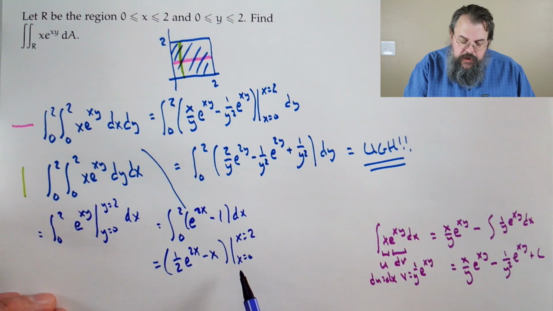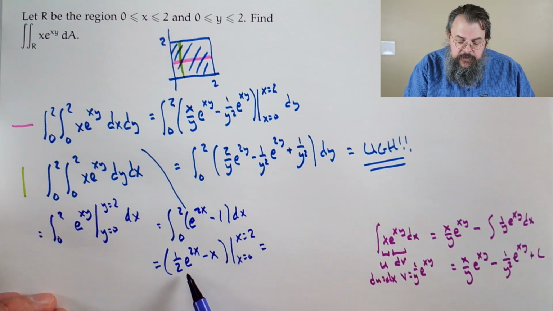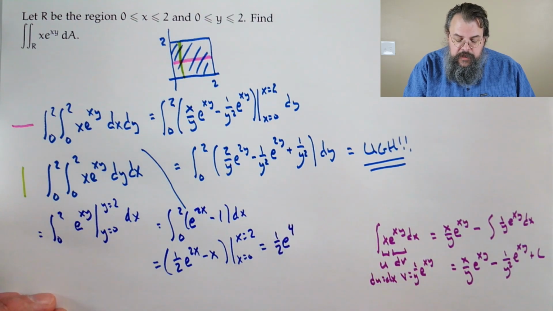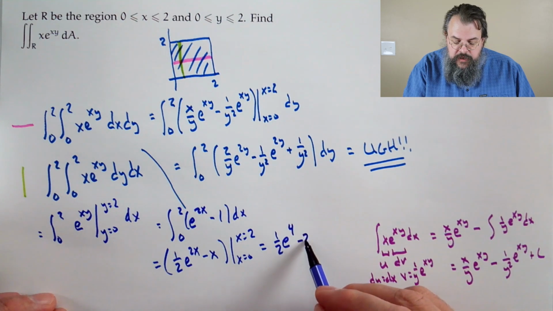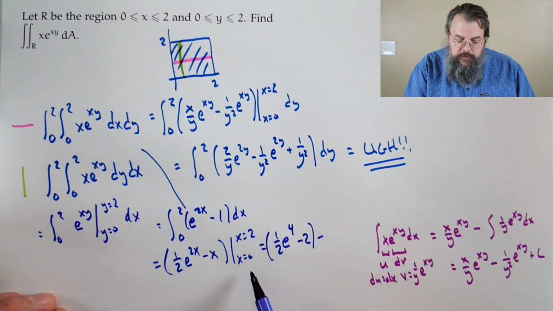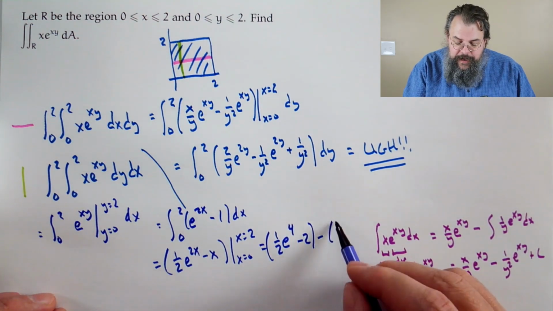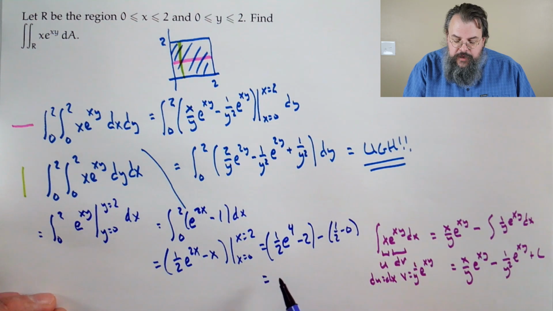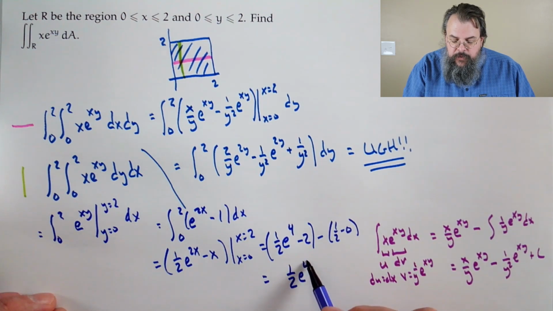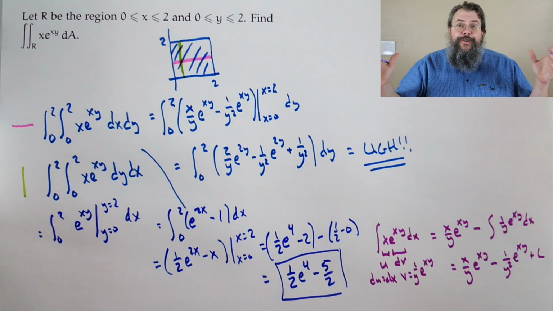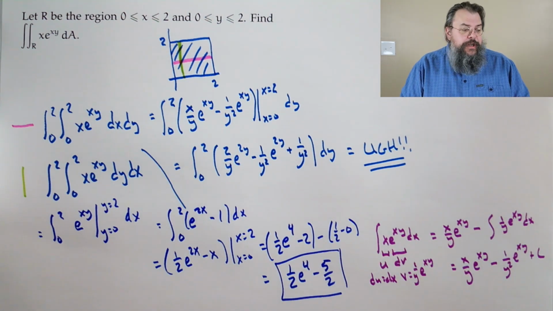And, okay, plug things in. We're going to get 1/2 e to the 2 times 2. So that's 1/2 e to the 4, and then minus 2. Great. Subtract. Plug in 0. E to the 0 is 1. Don't forget that. So 1/2 minus 0. Or we can say this is 1/2 e to the 4th, and minus 2 minus 1/2 is minus 5/2. And we succeeded. No problems. In fact, we could almost say this was kind of pleasant.